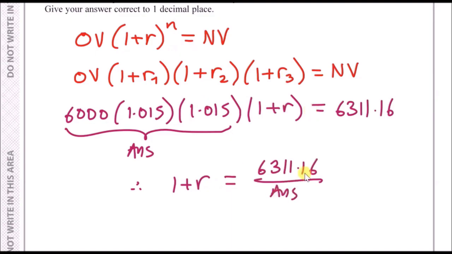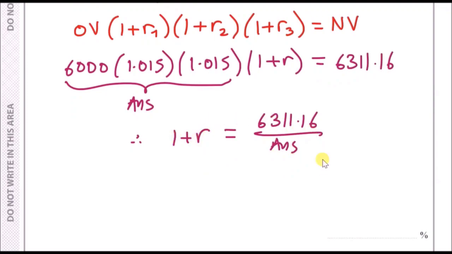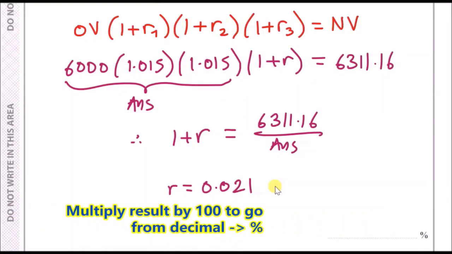And then whatever this is now, you're going to now subtract it by 1 to get r the subject. So r equals all of this minus 1. And when you do that, you should get a value of 0.021, which is actually the same as 2.1%. And that's it, guys. You're literally done.